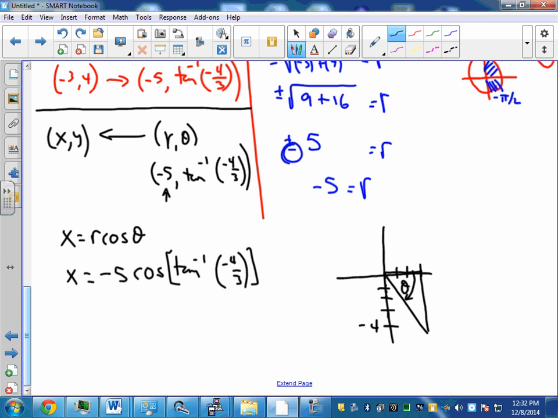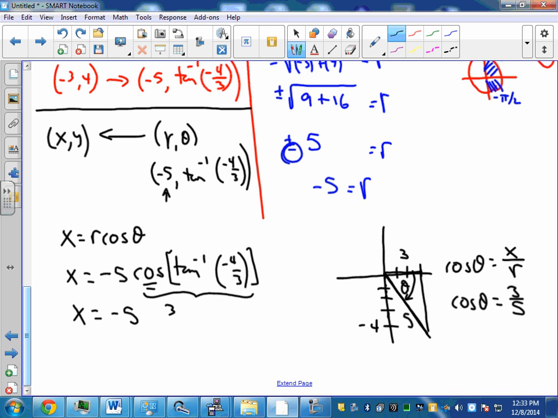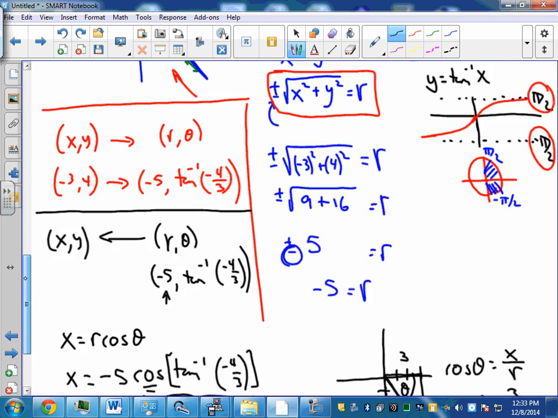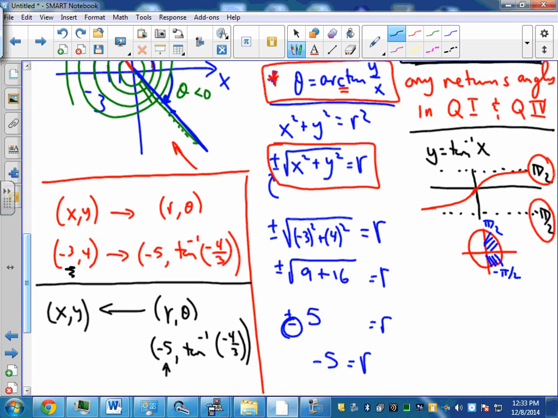Okay, so what would that be? I need the cosine of that angle. And we know the cosine of an angle is x over r. So x is going to be 3, and r is going to be 5. So the cosine of the angle is 3/5. So now we get x is equal to -5 times 3/5. And the 5's cancel, and we get -3, which matches up with what we knew, right? X was, in fact, -3.